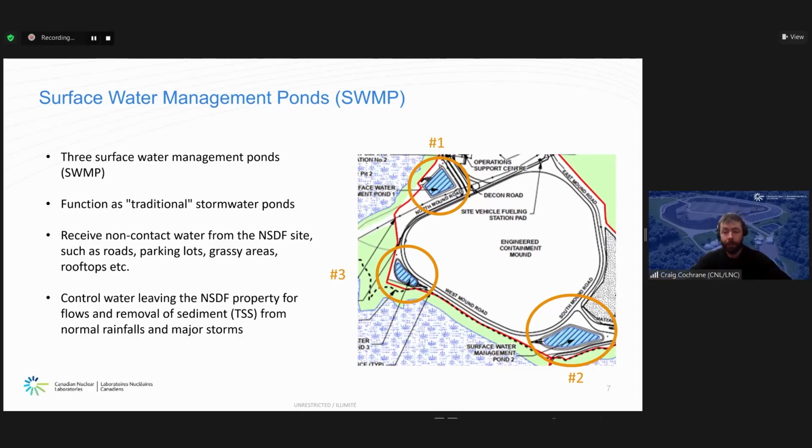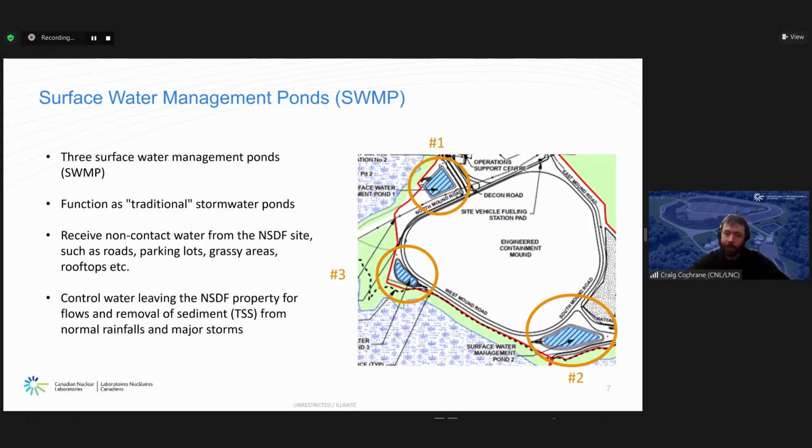So the other type of water management that we have on NSDF is for non-contact water. And non-contact water is any kind of water that has no potential to contact waste. So this is the type of water that comes off of our rooftops, the stuff that comes off of parking lots, off of grassy areas, that sort of thing. And to deal with those type of water effluents, because they're important too, we are currently designing 3 surface water management ponds. And these 3 surface water management ponds will function as a traditional stormwater pond, same as you'd see in any city or town.